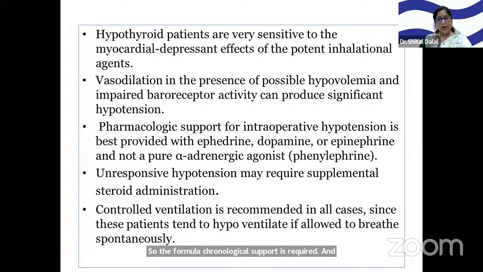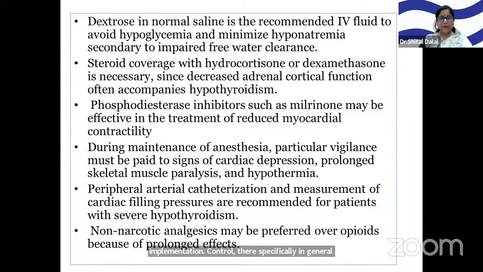Unresponsive hypotension may require supplemental steroid administration. Controlled ventilation is recommended, specifically in general anesthesia, since the patient tends to hypoventilate if allowed to breathe spontaneously. So there are chances of hypoglycemia. So dextrose normal saline is the fluid of choice, and steroid coverage with hydrocortisone or dexamethasone is necessary, since decreased adrenal cortical function often accompanies hypothyroidism.